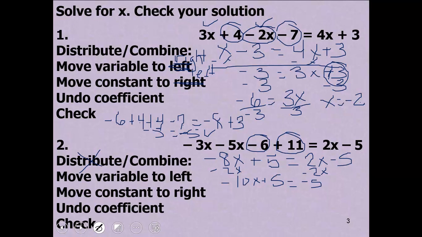I have to move my constant to the right, so I subtract 5 from both sides, negative 5, negative 5. That tells me I have negative 10x is equal to negative 10. These go away. I'm going to undo my coefficient, so I'm going to divide by negative 10, and that tells me that x is equal to 1.